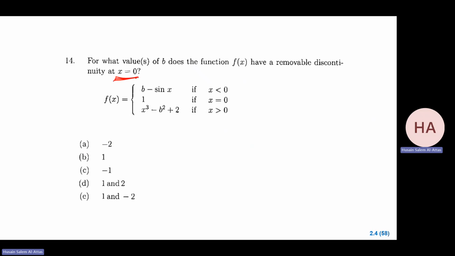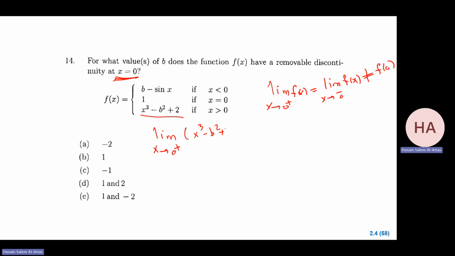Removable discontinuity means what? The limit as x goes to 0 from right equals the limit as x goes to 0 from left, but not equal f at 0. So what is the limit as x goes to 0 from right? So I take this function. It is minus b squared plus 2. What is the limit as x goes to 0 from left? So I take this function. That will be b. So these two should be equal to each other.